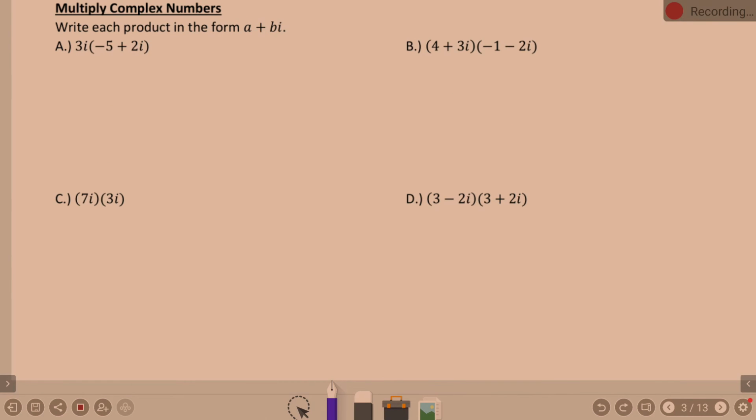Bottom of the page. Now, notice it says write each product in the form a plus bi. So you're writing your final answer in that a plus bi form. And I don't know. The Math Excel portion of Savvas could be kind of picky about how you enter that. Not 100% sure there, because as I said, I forgot to check that. But thoughts on how to multiply 3i times negative 5 plus 2i? How do we multiply? We're going to take 3i and what? Distribute.